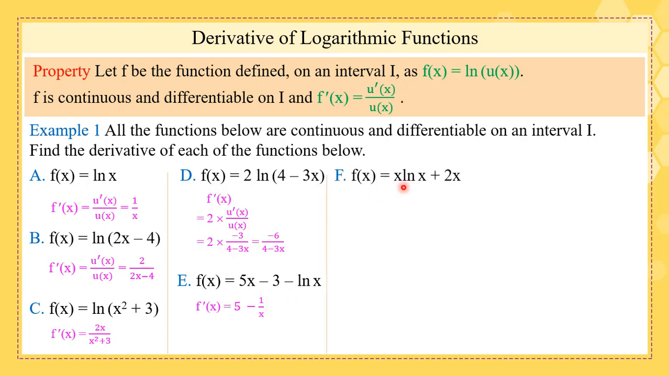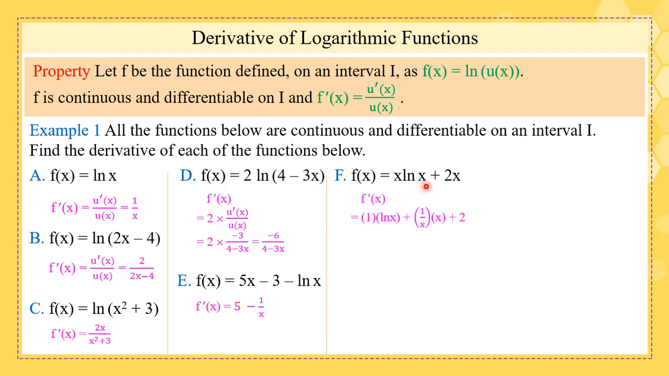Now f of x is x ln x plus 2x. Well, here to find the derivative, pay attention, we have to look at the general form of f of x. In fact, in this case, f of x is of the form u plus v. So its derivative would be u prime plus v prime. We derive each part alone. But in fact, the first part of f of x is also of the form u times v. So its derivative would be u prime v plus v prime u plus the derivative of 2x, which is 2. Let's see the answer.